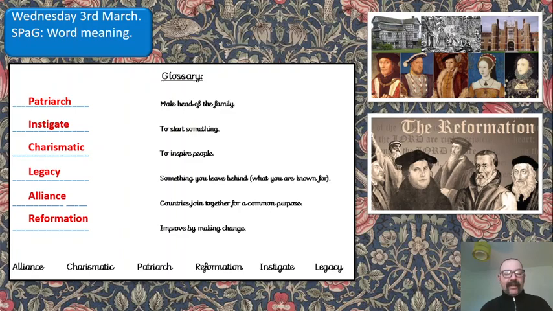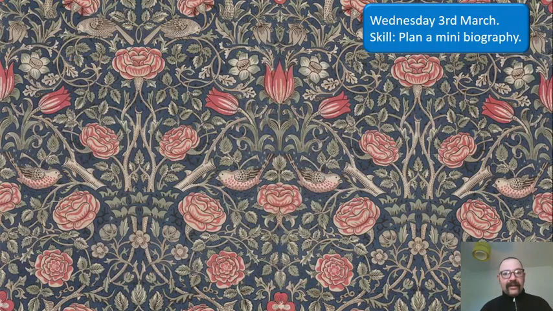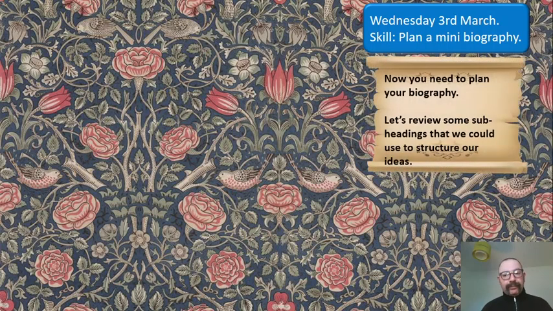Right, good. Moving on to the main task today. Hopefully yesterday you watched the 3 clips and you were able to make notes and gather your ideas ready for your planning session, which is today. So what do we need to think about? I'd like you to review some of the information that you've got, and we're going to try and structure them using some subheadings, something that you could use in your plan.